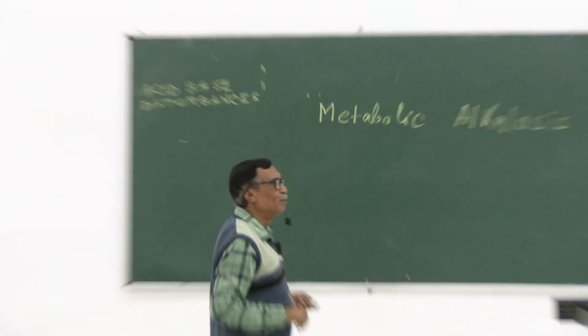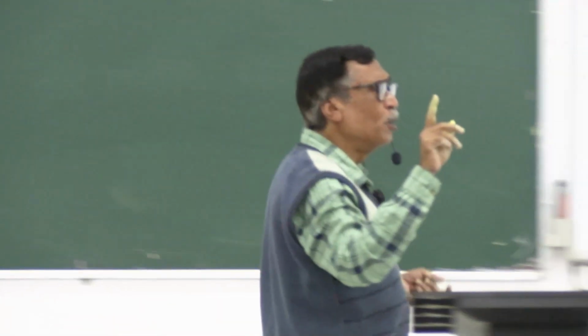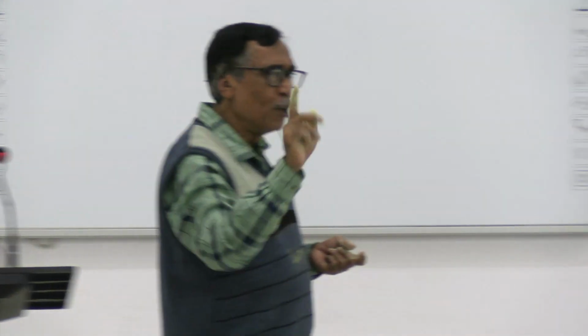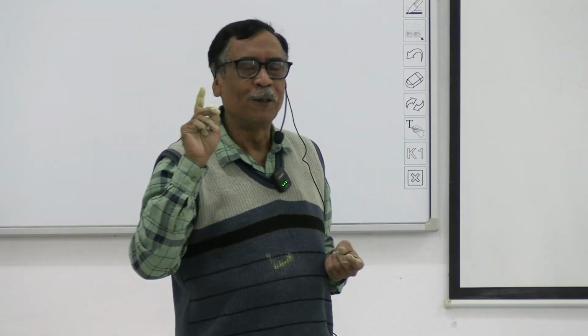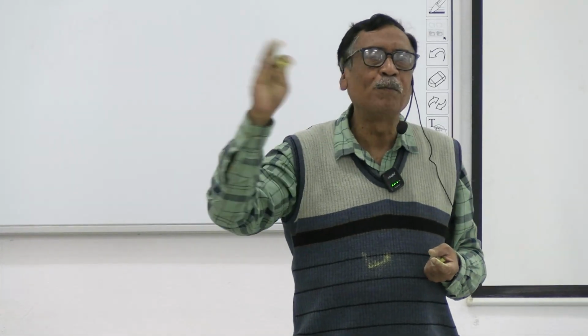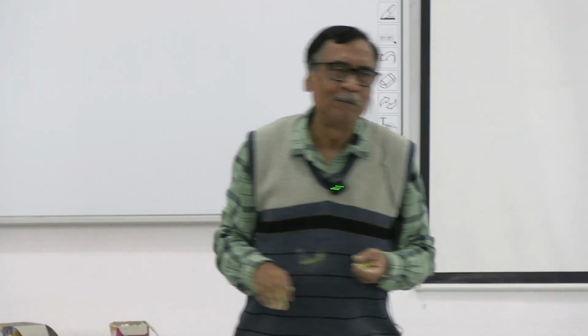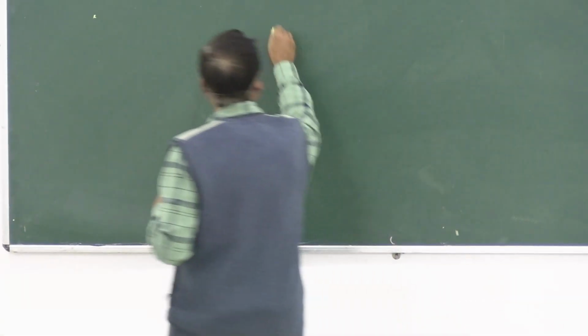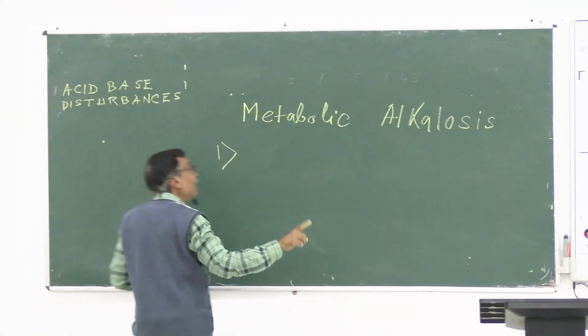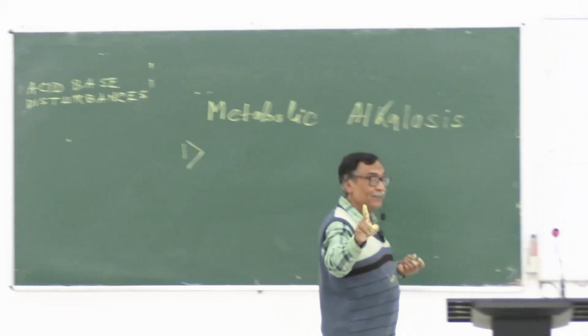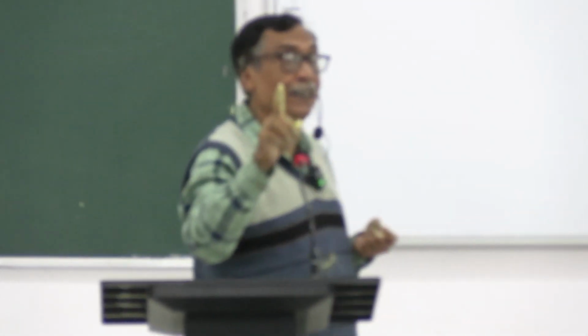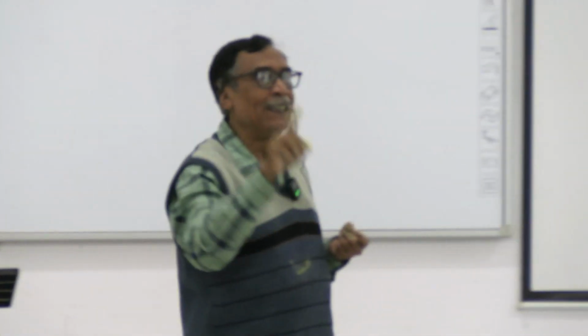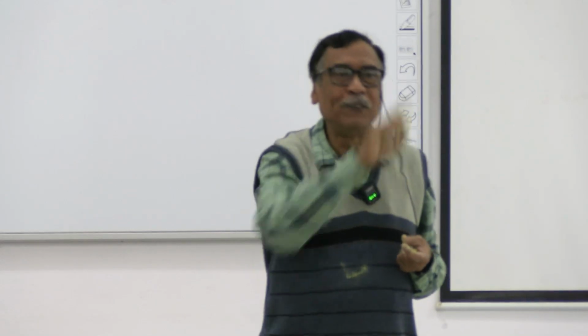Acid comes out by vomiting, prolonged vomiting. Prolonged vomiting means prolonged wash out of HCl. So metabolic alkalosis will occur in prolonged vomiting, and in prolonged diarrhea there is metabolic acidosis. Prolonged vomiting due to loss of HCl causes metabolic alkalosis.